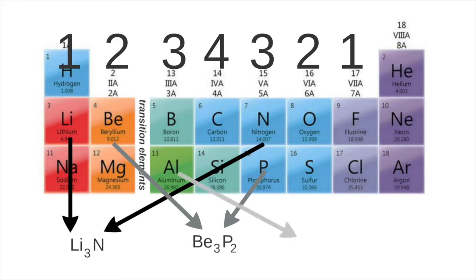Let's try one more with aluminum oxide. Aluminum wants to bond 3 times with elements, and oxygen wants to bond 2 times. So those oxygens need 2 aluminums, and the aluminums need 3 oxygens. So we get the formula Al2O3. And you can follow this pattern to predict almost any combination of elements in the periodic table.